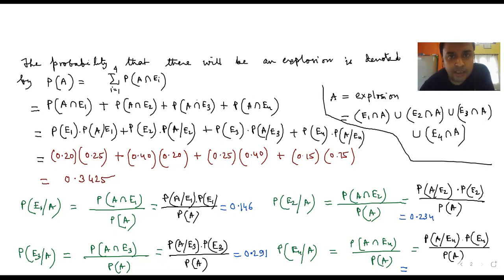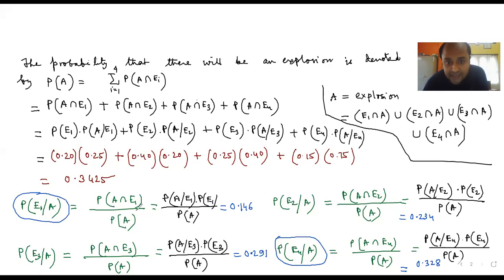Now I'm just missing one. First one is 0.146. E4 is 0.328. 0.291 is E3. Second one is 0.234. And first one is 0.146. Which is the largest value? The largest value is 0.328. So this is the largest value according to your calculation, and this is the smallest value.